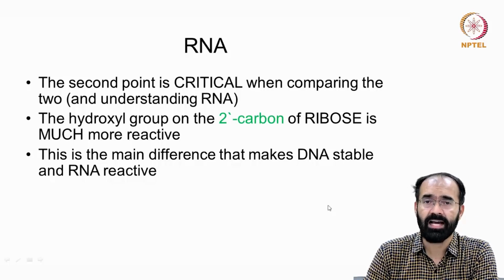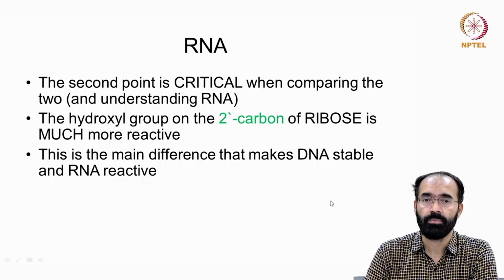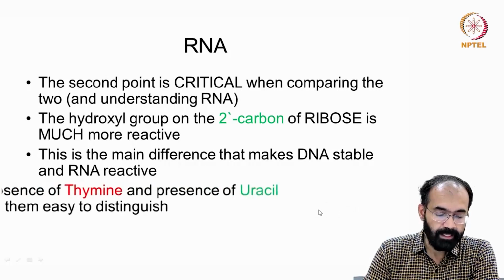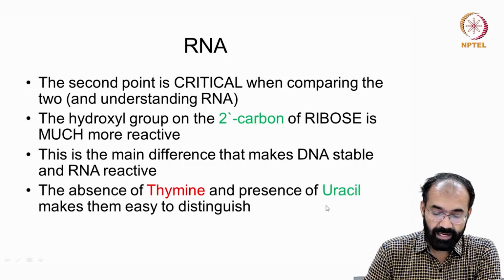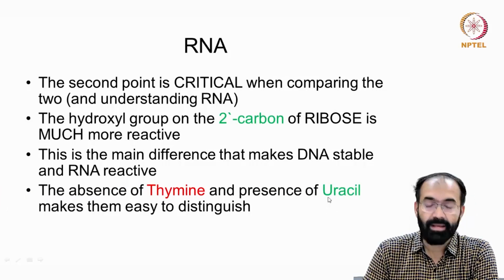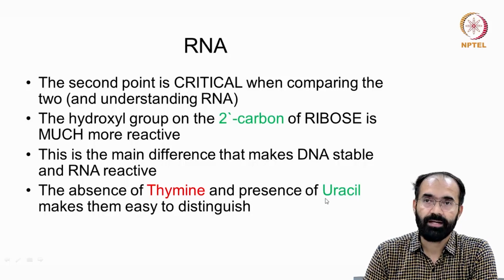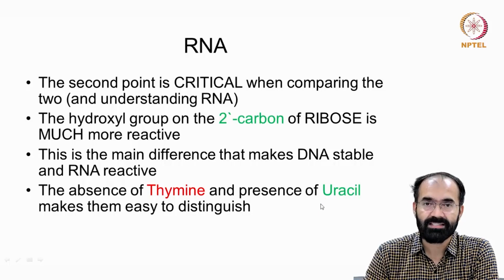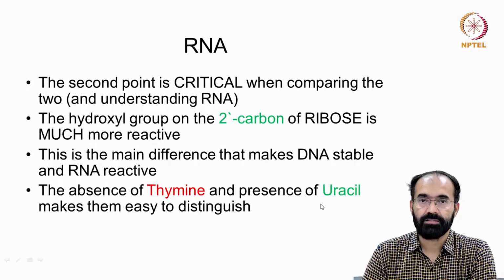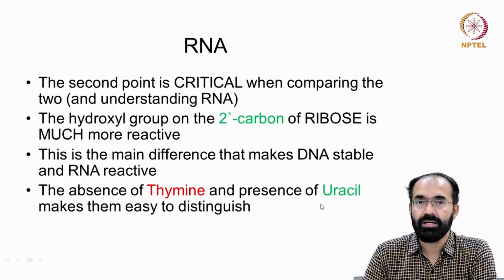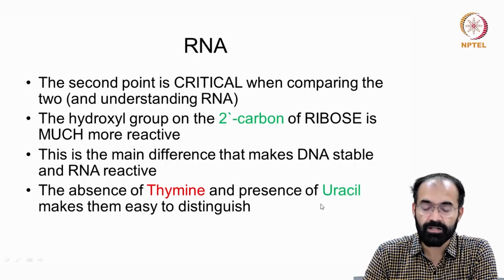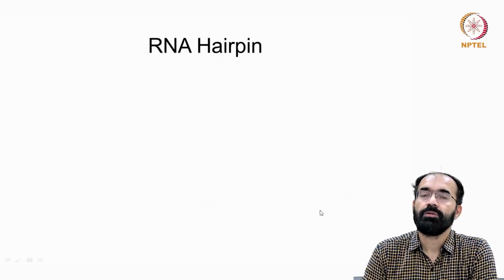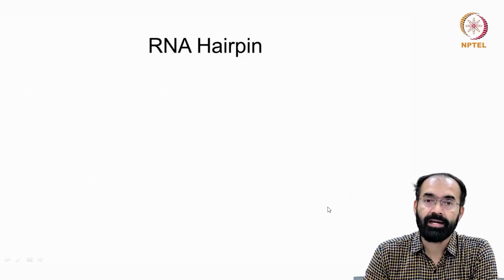The opposite is seen in RNA. The presence of the hydroxyl group on the 2' carbon makes RNA more reactive. The absence of thymine and the presence of uracil also makes them easy to distinguish, since various RNA and DNA modifying enzymes use uracil versus thymine to recognize whether a given nucleic acid is RNA or DNA. And now the most important part is the RNA hairpin.